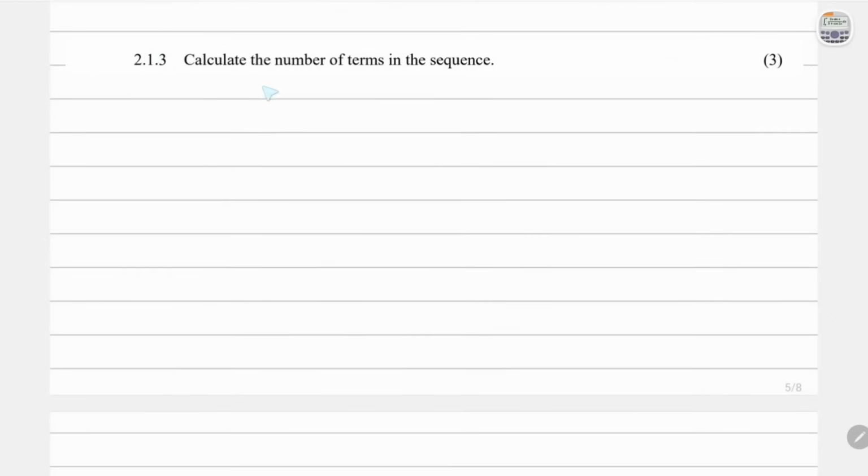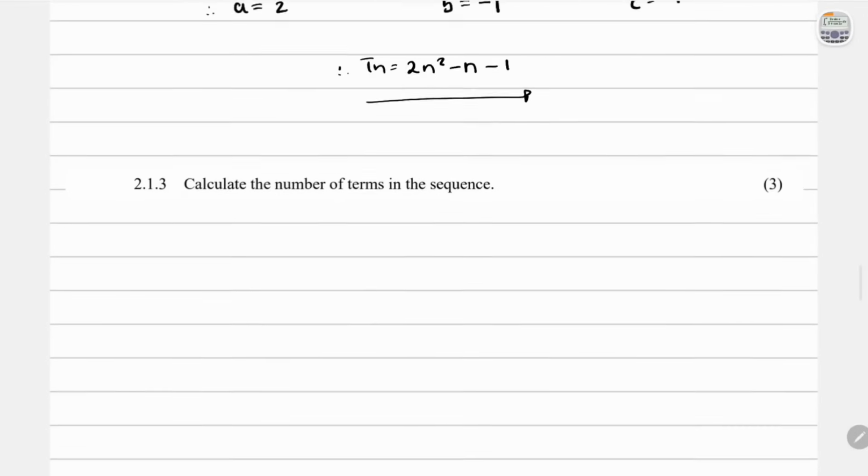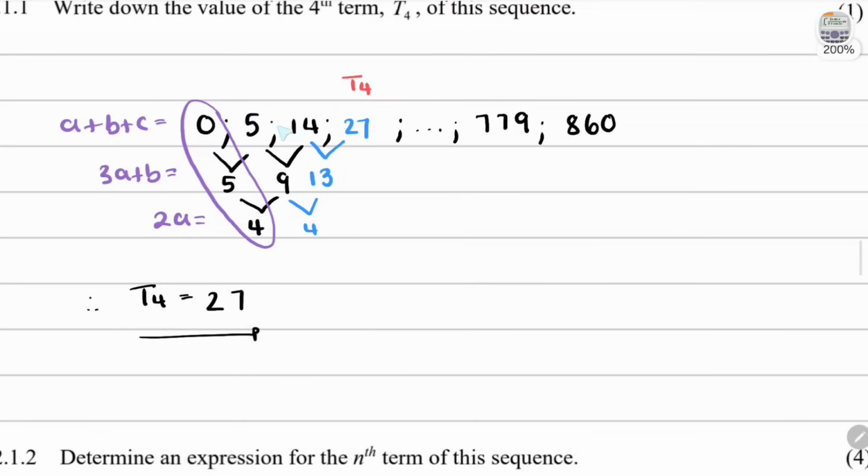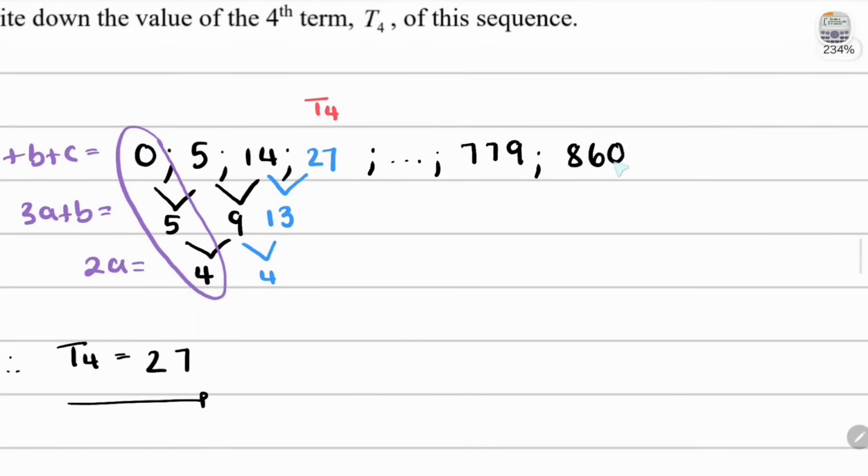Question 2.1.3 says, calculate the number of terms in the sequence. Okay, so looking at this sequence, going from 0, 5, 14, and so on, until 860, we can see that this is the last term. So if we find out what term number this is, then we'll find out exactly how many terms there are. So the question is, what term number is this? This is Tn, and we're trying to find out what exactly n is, because when we find that out, it will say, for example, term 20 is equal to 860.